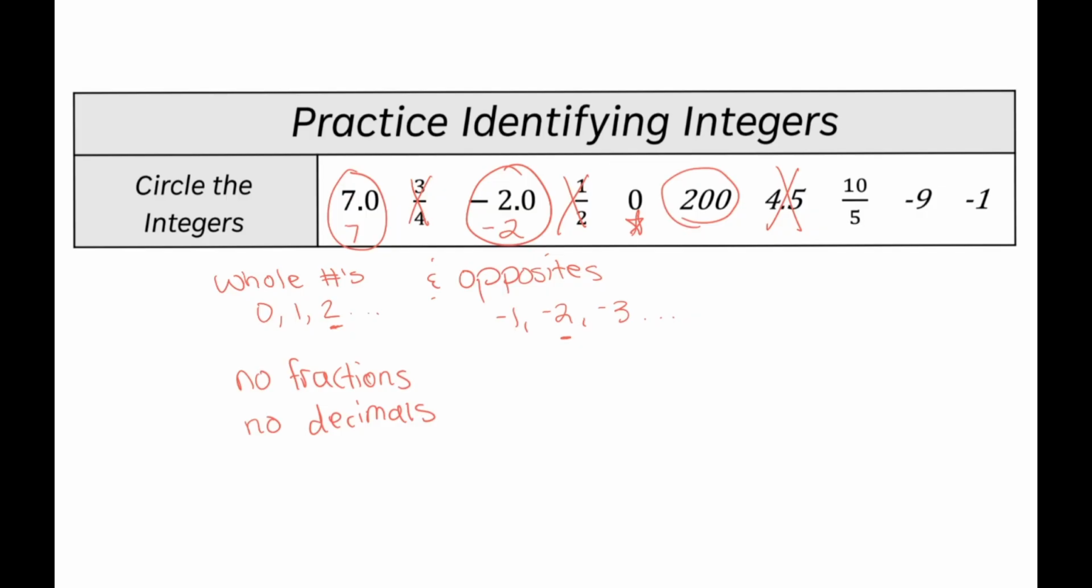Okay, our next one, we have a fraction. So we have to simplify it. I will show work down here because I have more space. So if we have 10 divided by 5, that equals 2. 2 is an integer. That equals 2. Sorry, that does not look like a 2.